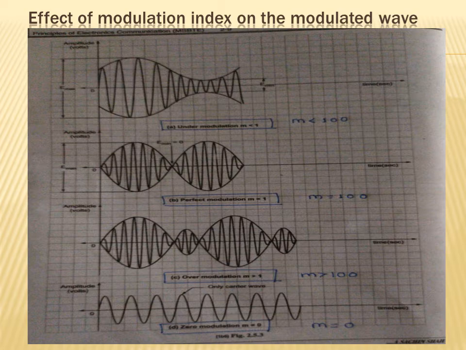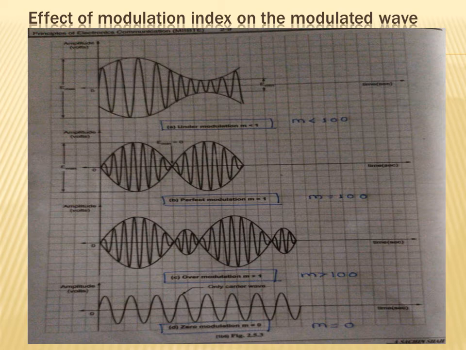When EM is less than EC, which means the amplitude of the modulating signal is less than the amplitude of the carrier signal, it means M is less than 1.